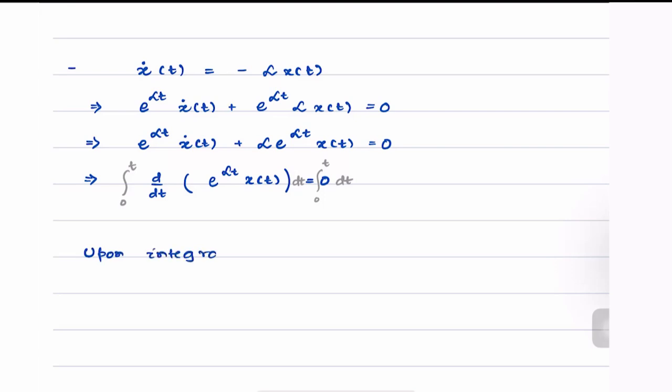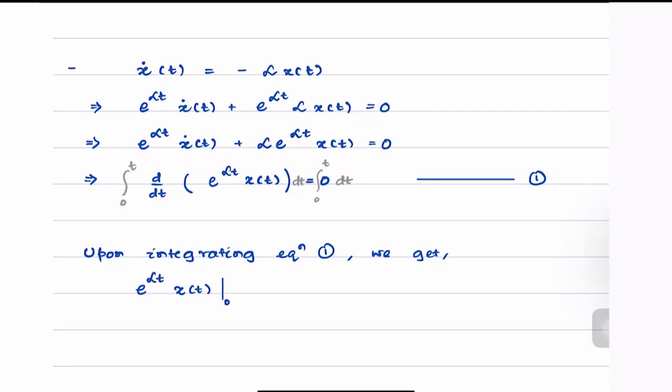Upon integrating, let's add some number to it, say 1. Upon integrating equation number 1, we simply get x of t. So it's a definite integral. So let's say we write it as e to the power Lt running from 0 to t here. And this continues to be 0.